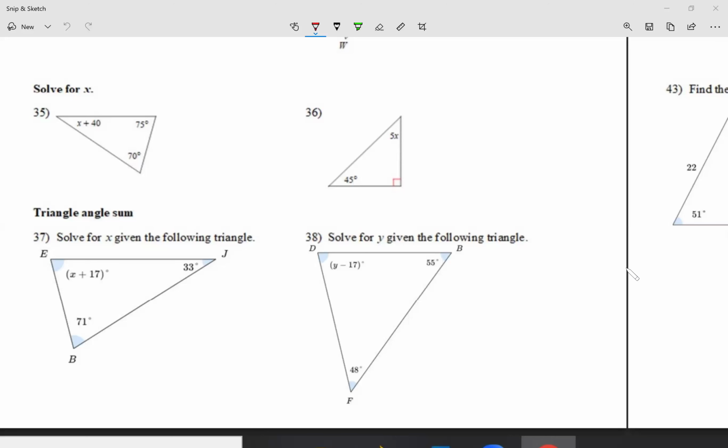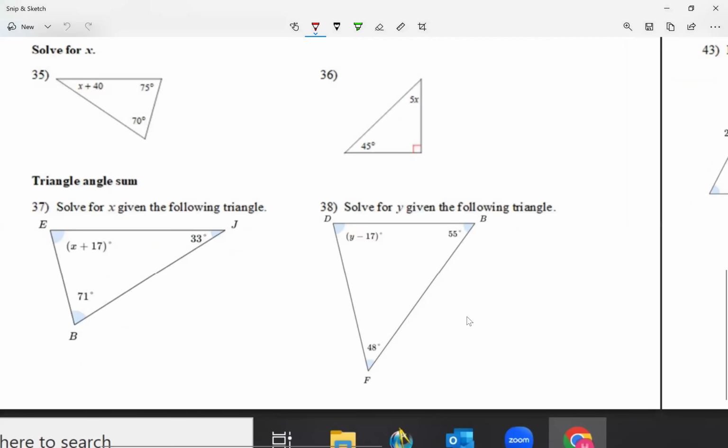Okay, so for today, I'm going to be working questions 35 through 38. 35 and 36 say solve for x. I see something about the angles of triangles. And then 37, 38, I have to solve for a variable, and I see it also has to deal with angles of triangles.